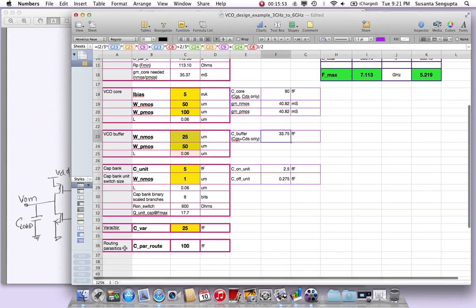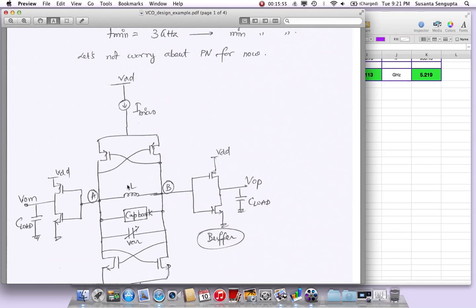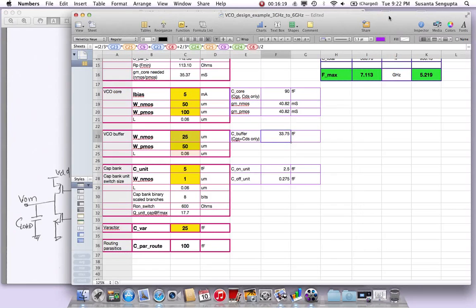What the routing does is, when you put this inductor, a cap bank, varactor and all, and tie it to this core, there is always going to be routing in the layout, and there are always going to be finite extra capacitances because of all the parasitic metal routing. So how much? We are always going to have some parasitic capacitance between node A and B. That is what I'm calling the routing capacitance, and I've assumed it to be 100 femtofarad differential.